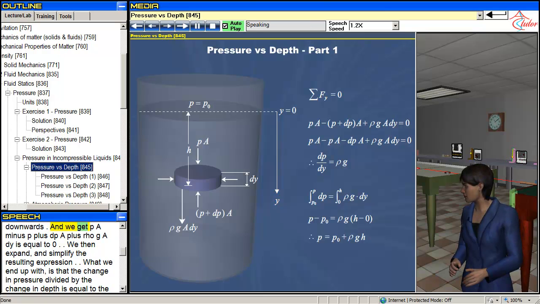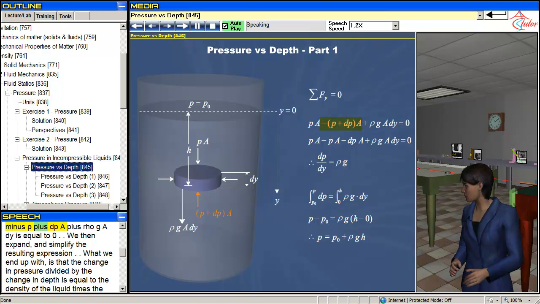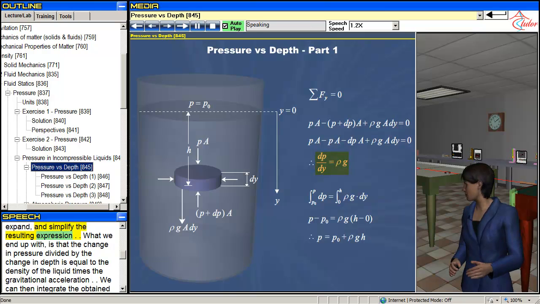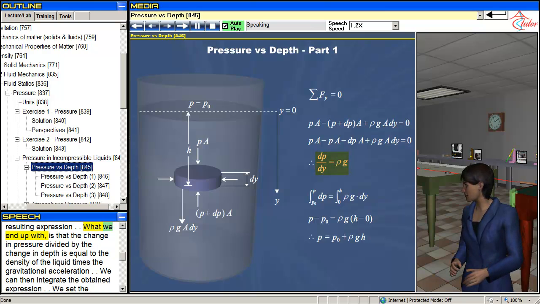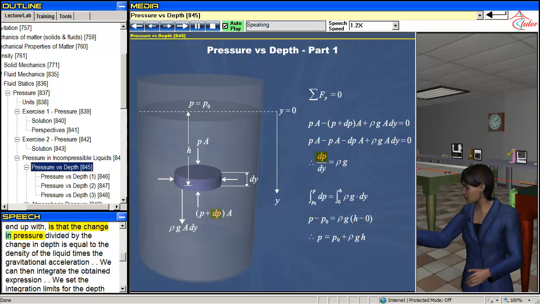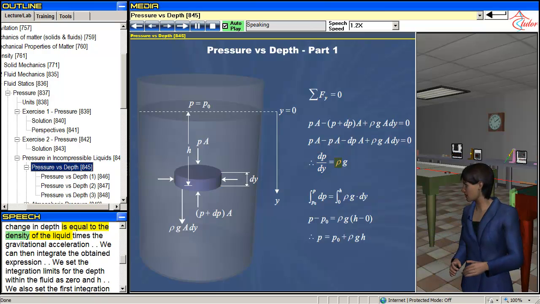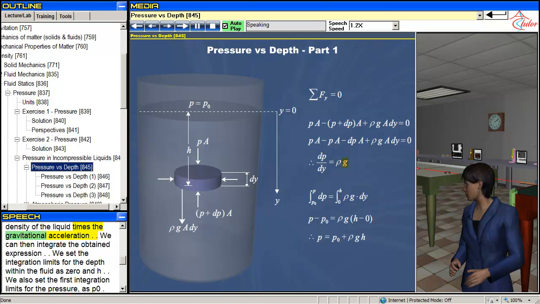And we get P plus dP, minus P, plus rho g dy, is equal to 0. We then expand and simplify the resulting expression. What we end up with is that the change in pressure divided by the change in depth is equal to the density of the liquid times the gravitational acceleration.